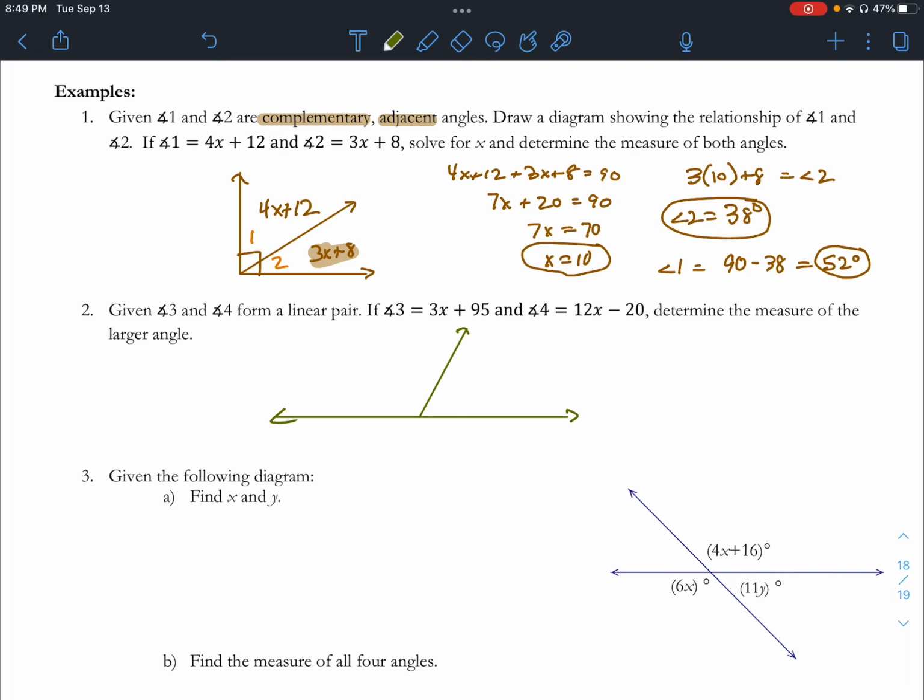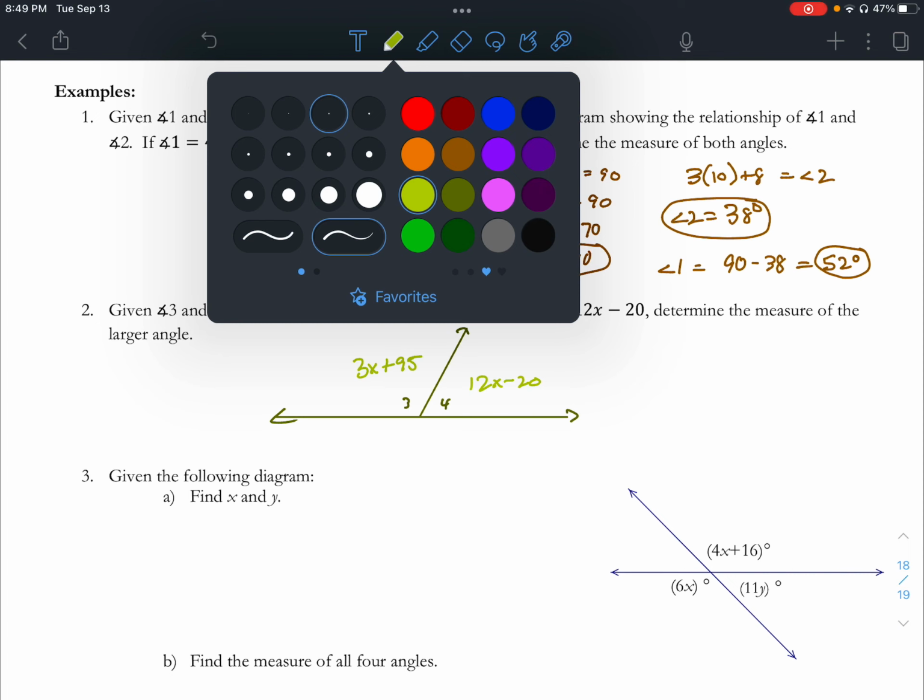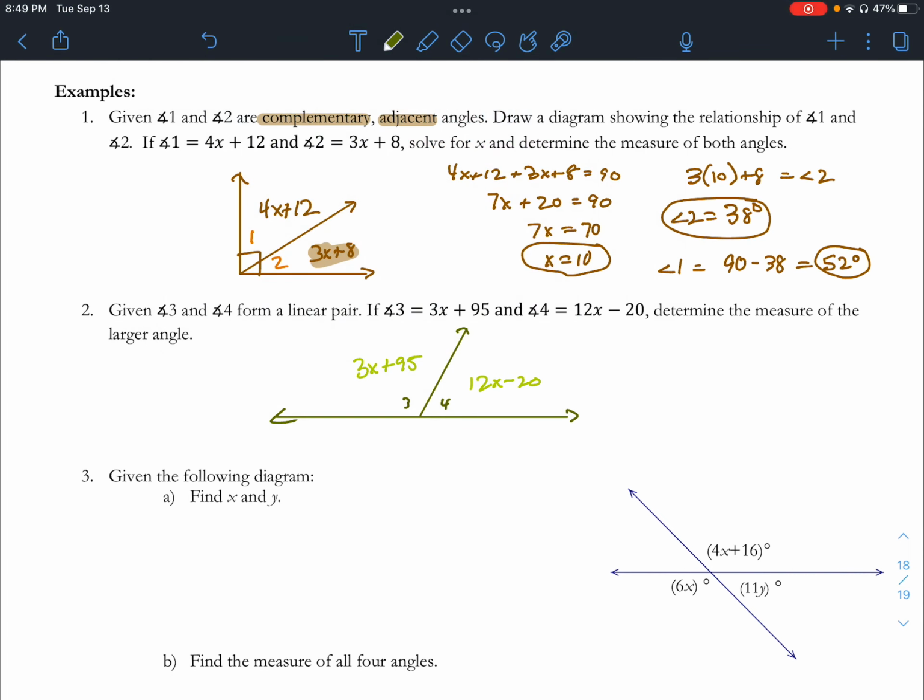And then again, they're giving me some angles. They got angle number 3, angle number 4. Didn't tell me the order, but they did tell me that angle number 3 is 3x plus 95, and that angle number 4 is 12x minus 20. Once again, small plus small is going to equal large. So if we take our first angle and we add it to the second angle, this should add up to a straight line.